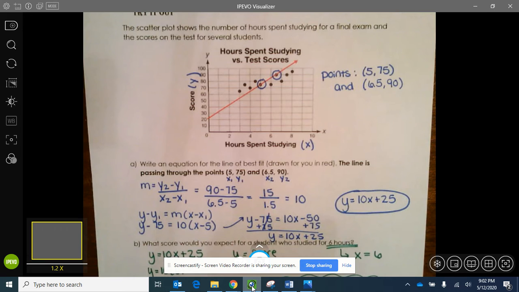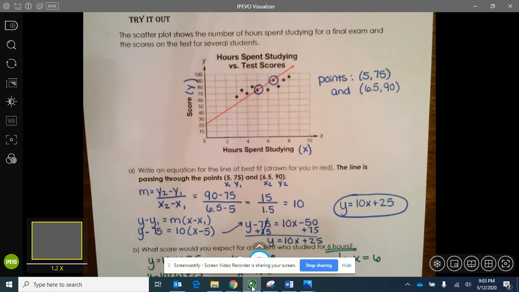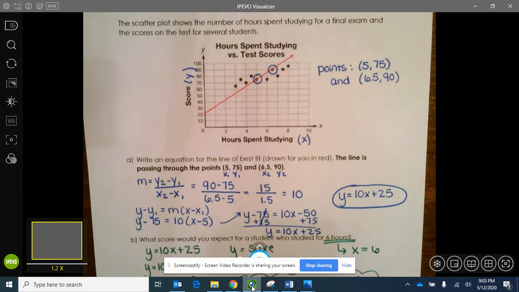Hi everyone, I just wanted to take a couple minutes here and go over the Try It Out that you just completed. If you were struggling with this, I wanted to offer some explanation as to how you can go about finding your answer here. I do understand that these questions are challenging. They do have several steps, so you just want to not get overwhelmed. Take everything step by step when you're looking at these scatter plots.